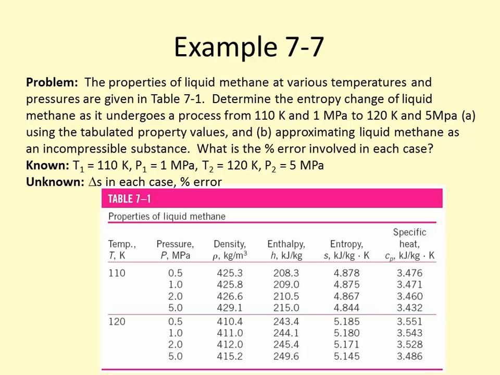First, we're going to use the tabulated property values, so we'll just look up the properties from the table. I think this table is just in chapter 7. It's not in the back of the book. And then the other way is to approximate it as an incompressible substance. So we're just going to look and see how much error is involved in doing that. So if somebody wants to look at that table and determine what is S1 and what is S2, what are my values?